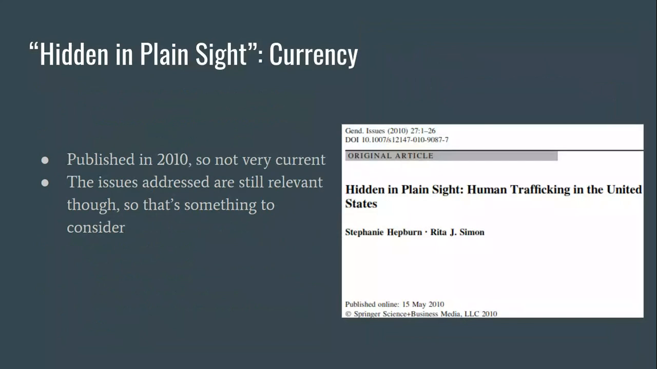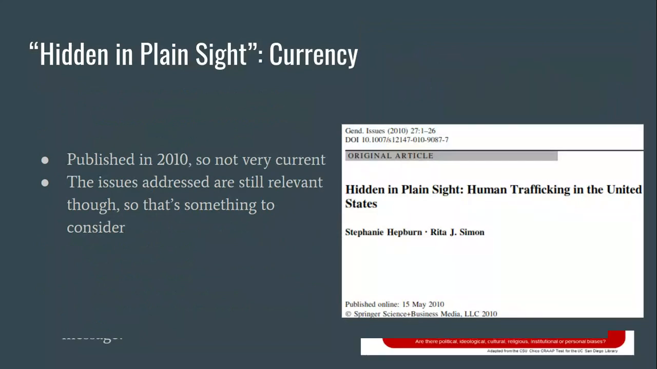So if we just briefly look at all of these different criteria in Hidden in Plain Sight, then it should give us the tools that we need to effectively decide what this particular source brings to the table, where its strengths are and where its weaknesses are.